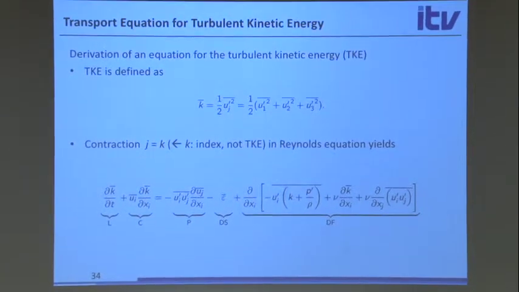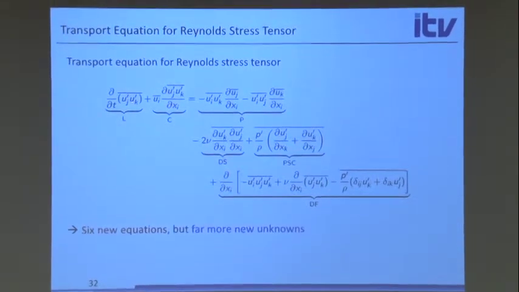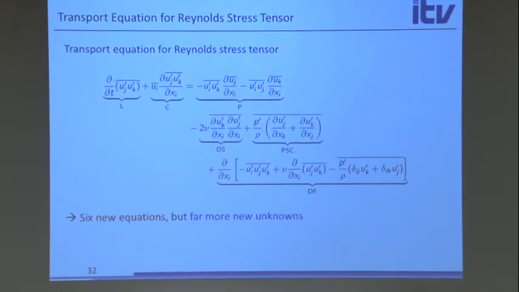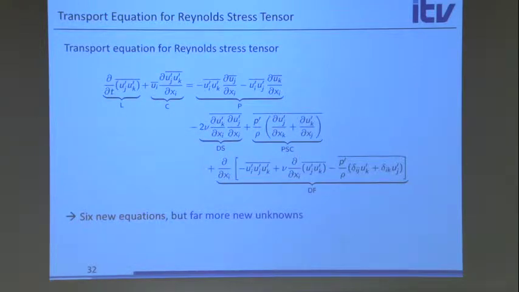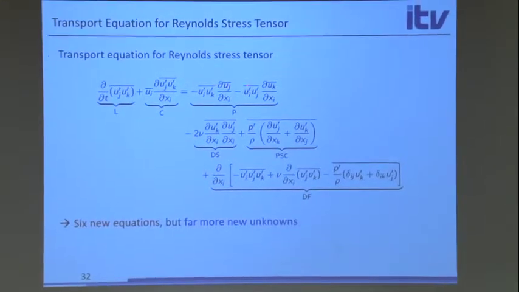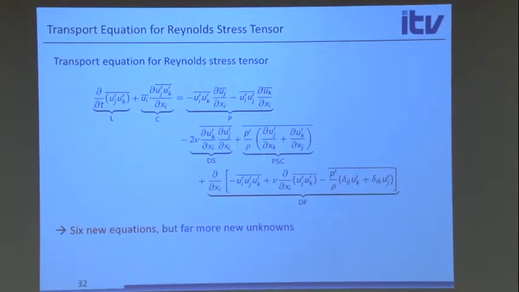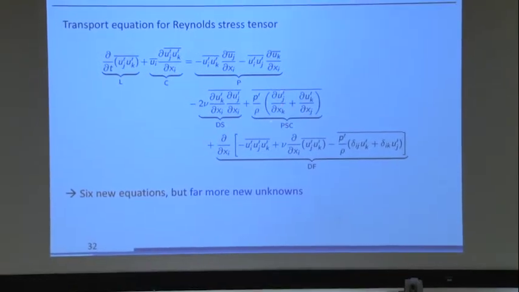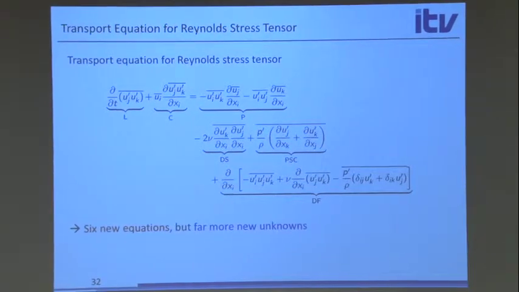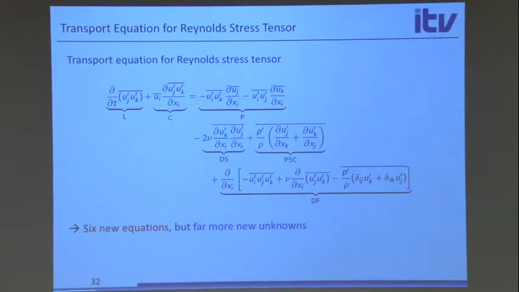So I can do that easily by going back to this, and I just contract this tensor. I just set k equal to j in this equation, and then I get the kinetic energy equation. Turns out there's an interesting term here. This is the strain of the fluctuating velocity field, and this is the pressure fluctuation, and this is called the pressure strain correlation.